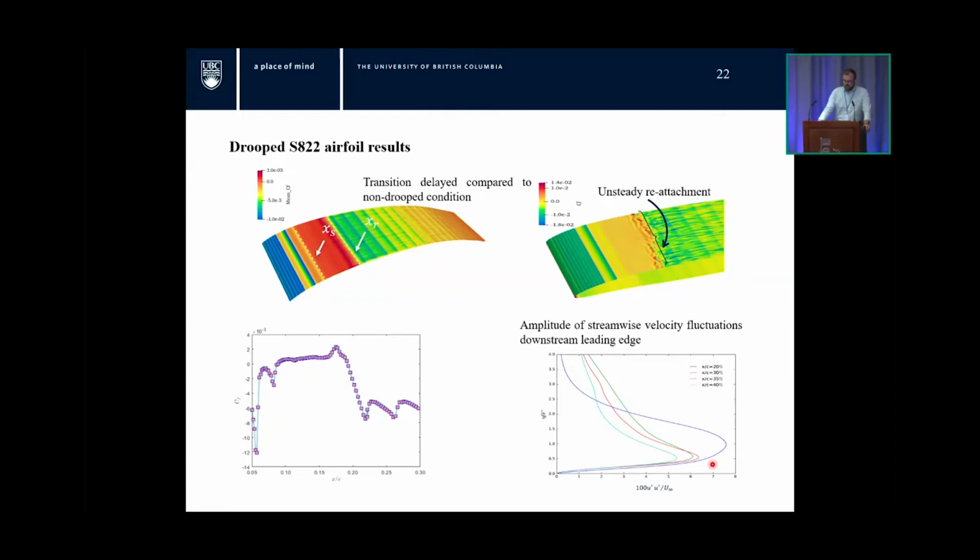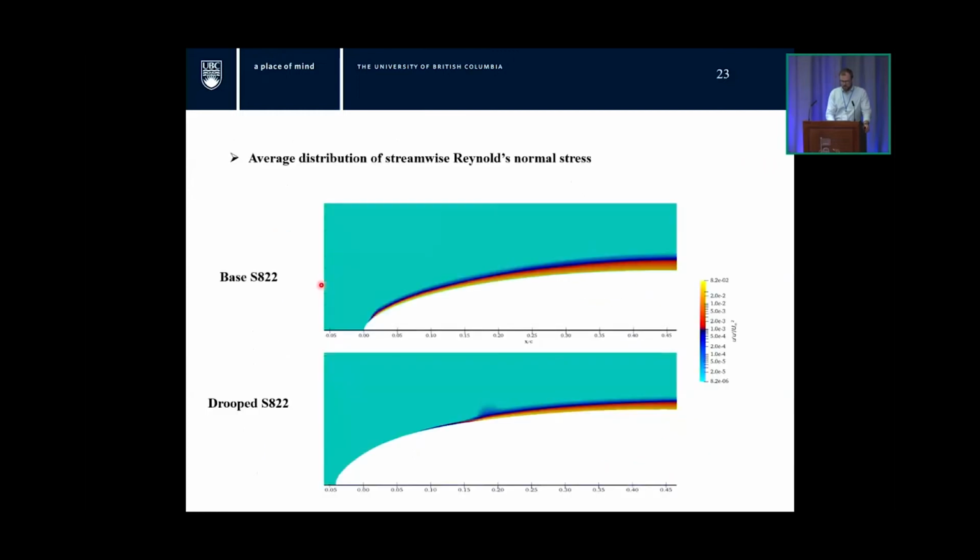It does separate, but the separation is extremely mild in the drooped case, and it occurs much later, nearer to where the transition really occurs. So the separation is probably not dominant in driving transition in the drooped case. So again, the droop significantly relaxes the suction peak on the leading edge. It's protecting the leading edge from erosion, it delays transition, and it improves aerodynamic performance quite significantly overall.